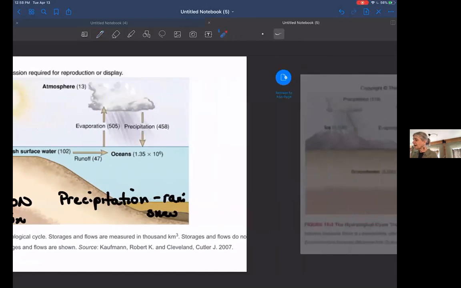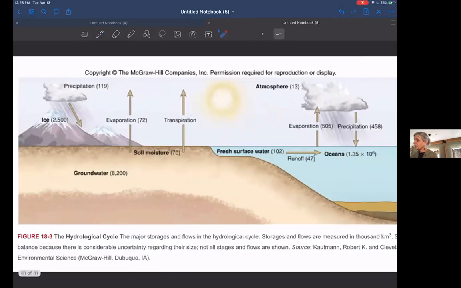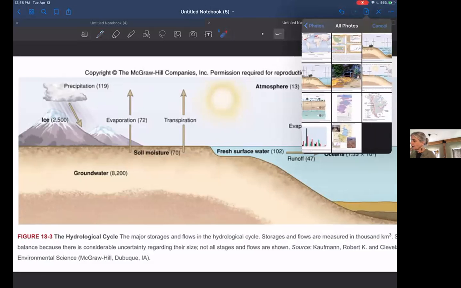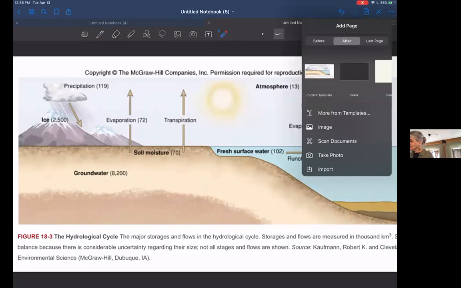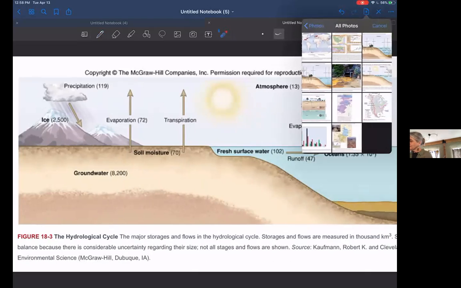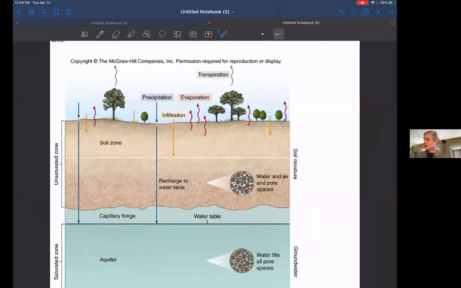So if we look at, let's see, an image here. Oops, that's not the image I wanted. Here. This is another image that shows the movement of water.